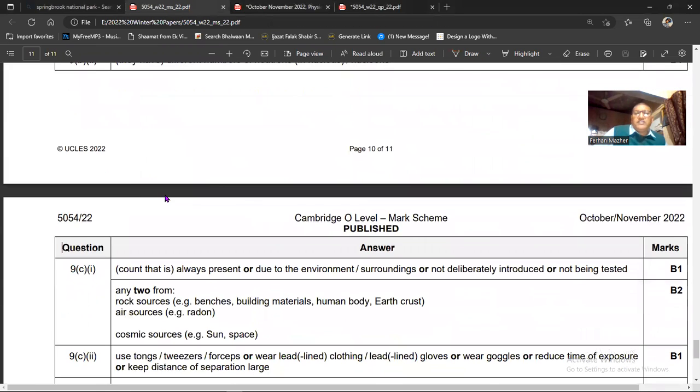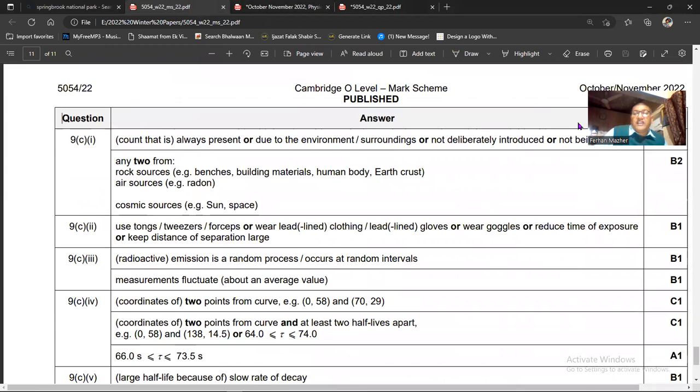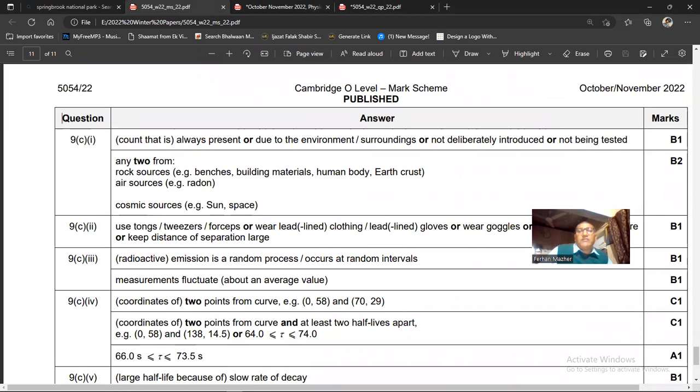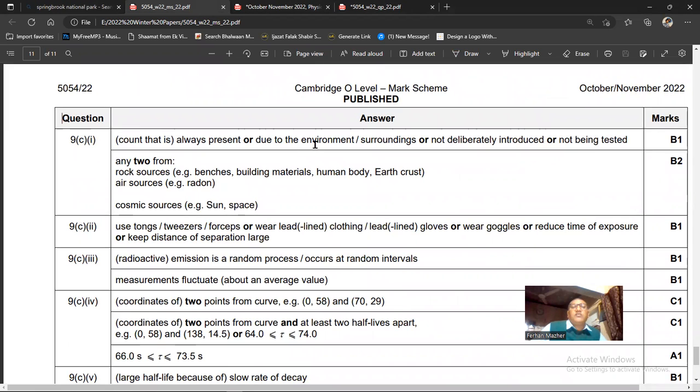There are many other sources, and some of them are listed here. Count that is present due to the surrounding environment, not deliberately introduced or not being tested. Any two: rock sources, for example benches, building materials, human body, earth crust; air sources, for example radon; and cosmic sources, for example sun and space.